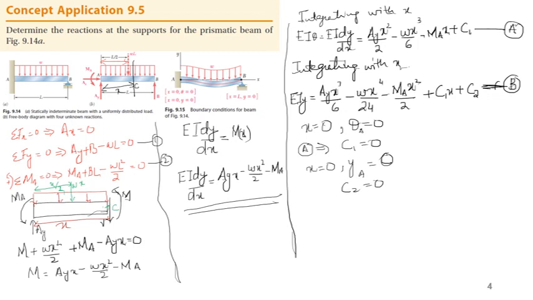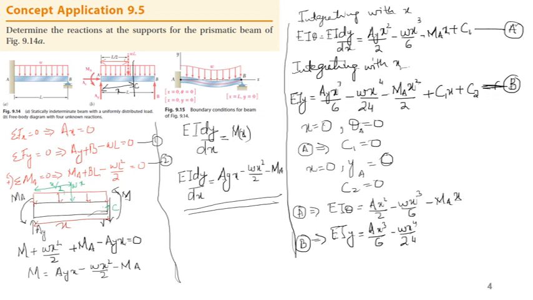So the above equations: equation A will become EI theta equals AY x square by 2 minus W x cubed by 6 minus MA x, and equation B we have EI y, and this will become AY x cubed by 6 minus W x⁴ by 24 minus MA x square by 2, because C1 and C2 both are 0.